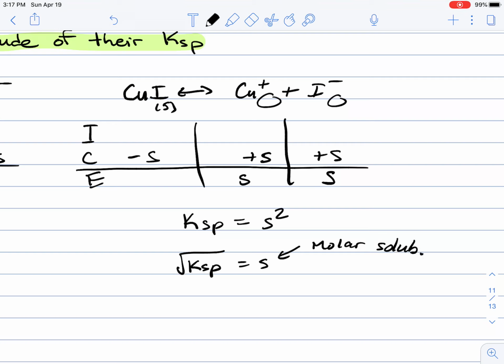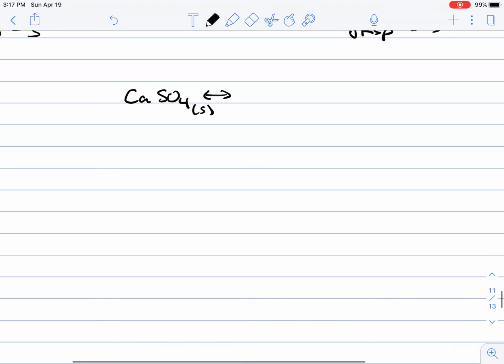All right, and then I'm going to go ahead and do one more set for calcium sulfate, and then we're going to go ahead and start comparing and contrasting. Some of you guys might already see it. So calcium sulfate, we know that this is the slightly soluble substance, and so it's going to produce calcium ion plus sulfate ion. Here we have I, C, and E.